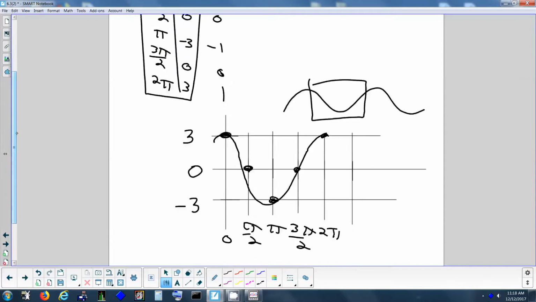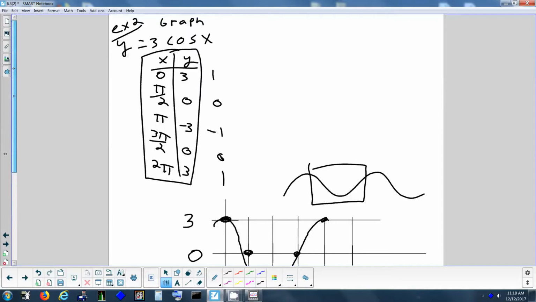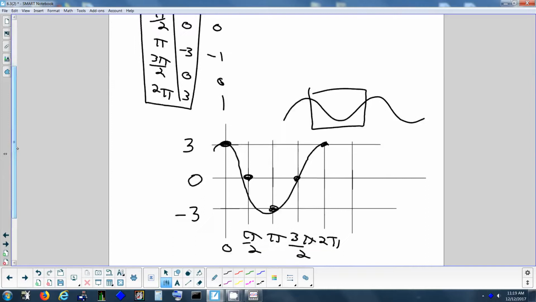Now, because I've changed my scale, watch what I could do. Let's say I wanted to graph 5 cosine x. I could use that exact same picture and just go 5, negative 5. If you look at that and you're like, well, geez, a lot of these graphs are looking the same, a lot of my graphs are going to look the same because I'm going to change the scale every time. If you change the scale, the picture stays the same. Okay. Any questions on that?